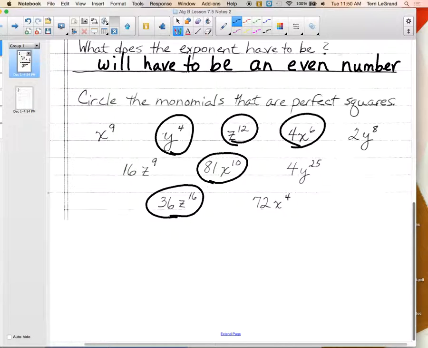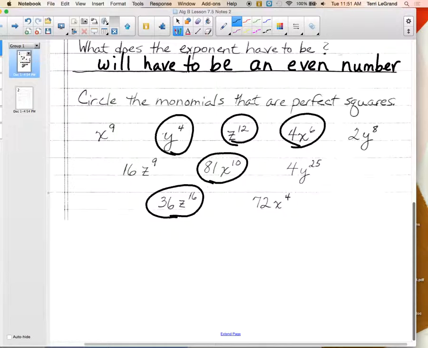Y to the 4th? You all agree with y to the 4th? What would the square root of y to the 4th be? It's y squared. 2 plus 2 is 4. Y squared times y squared would be y to the 4th. So y to the 4th does qualify. How about z to the 12th? What's the square root of z to the 12th? Z to the 6th. Z to the 6th times z to the 6th, 6 plus 6 is 12. Okay, we're going to keep that one circled.